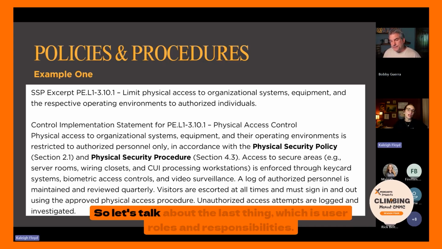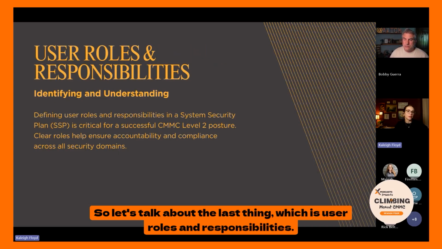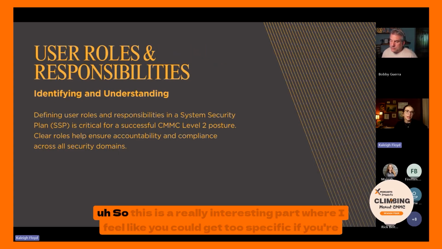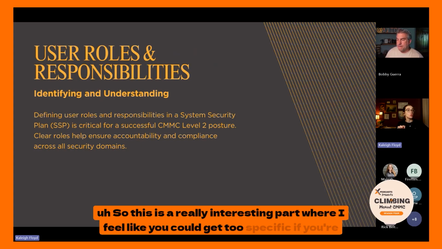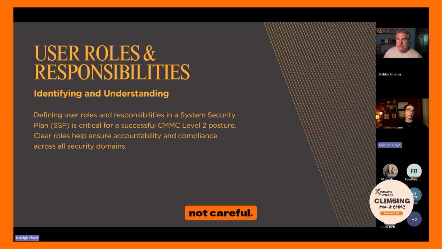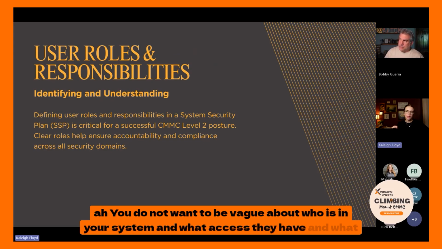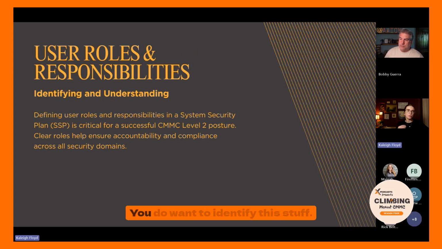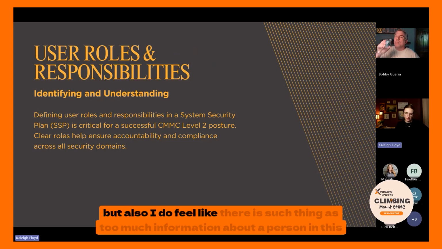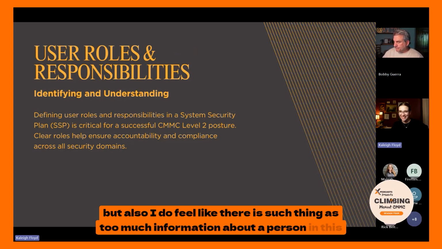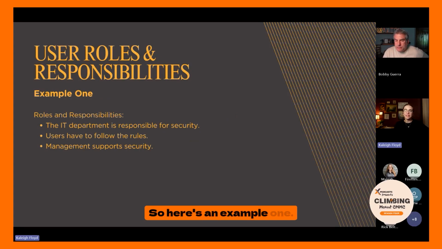So let's talk about the last thing, which is user roles and responsibilities. This is a really interesting part where I feel like you could get too specific if you're not careful. You do not want to be vague about who is in your system, what access they have, and what their responsibility is in your system. You do want to identify this, but I also feel like there is such a thing as too much information about a person. 100%. So here's an example.